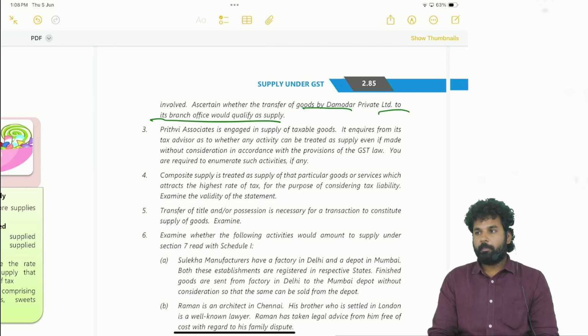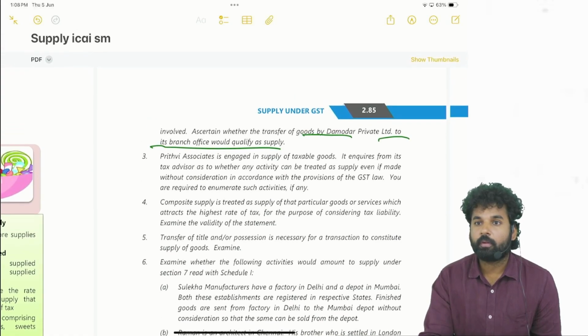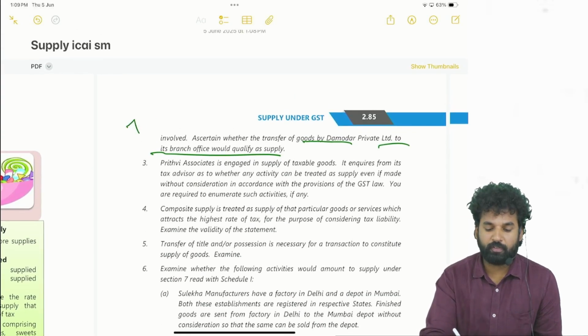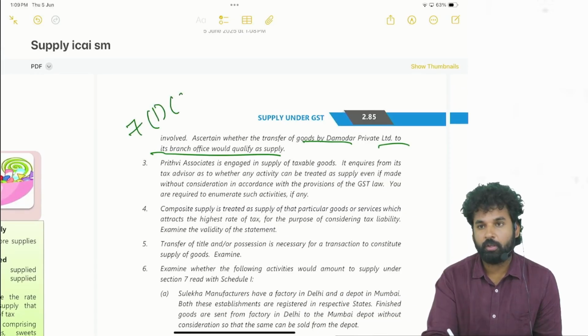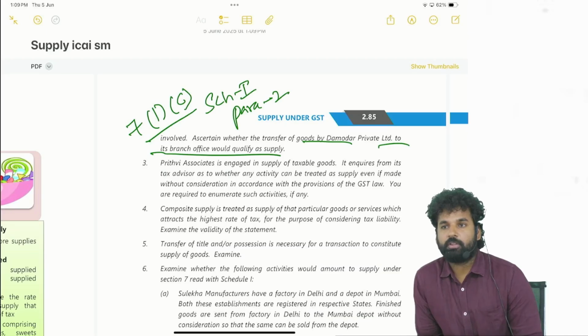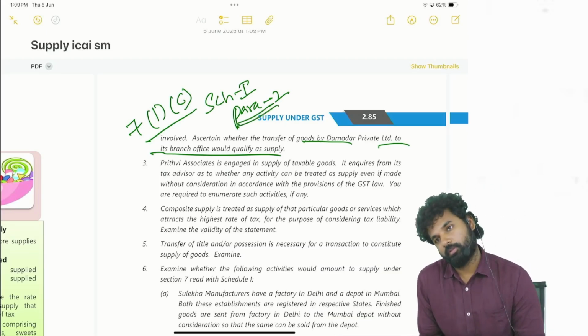It will be a supply, as per section 7 subsection 1 clause C, Schedule 1 para 2. What is there in this para 2? Transactions between related persons and distinct persons.